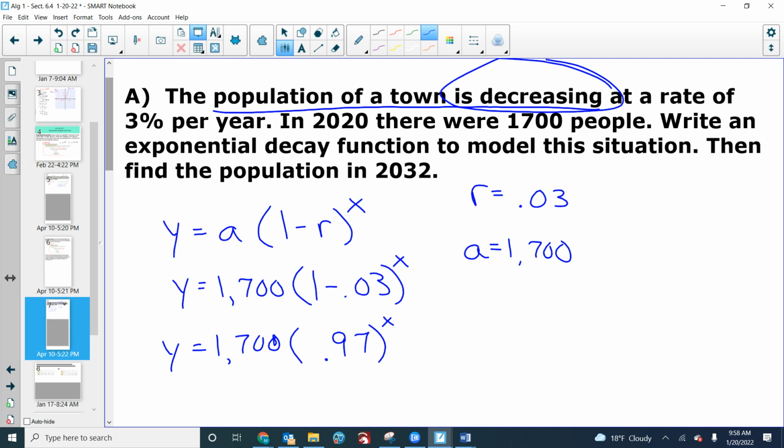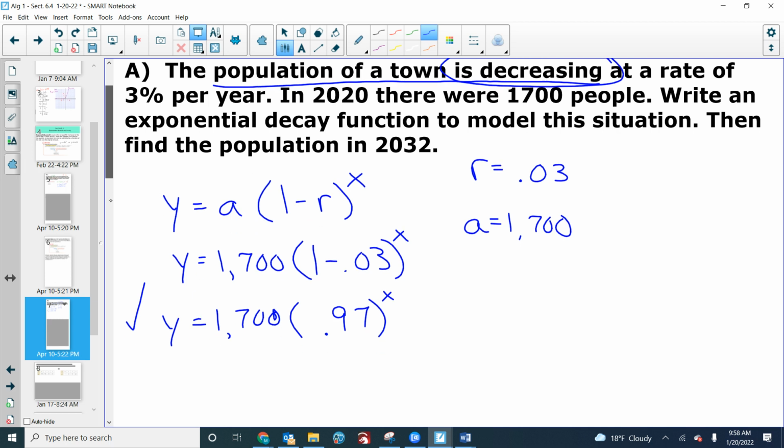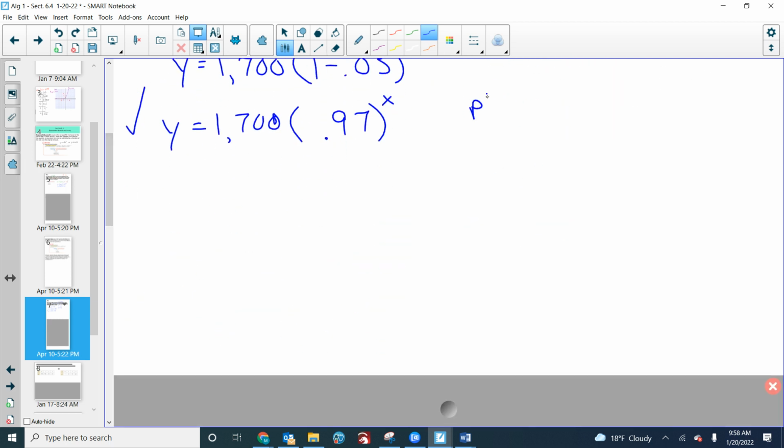All right, write an exponential decay function. Got it. Find the population in 2032. What's the x value in 2032? How many years have passed? 12 years, right? Because 2020 is like 0, right? It's now. Yeah. All right. 12 years have passed. So plug in x equals 12.